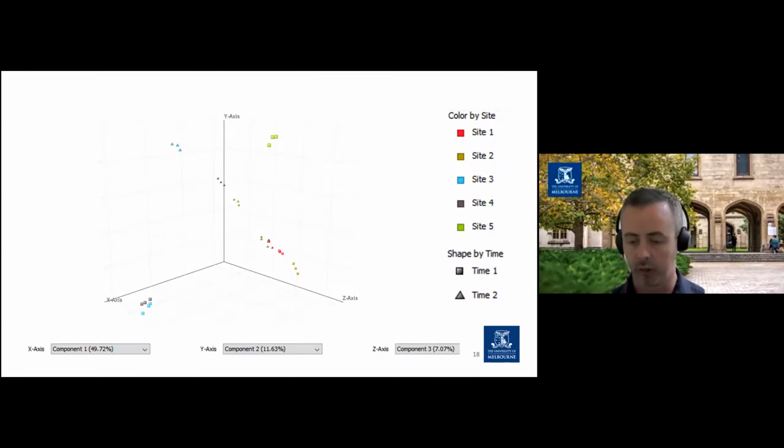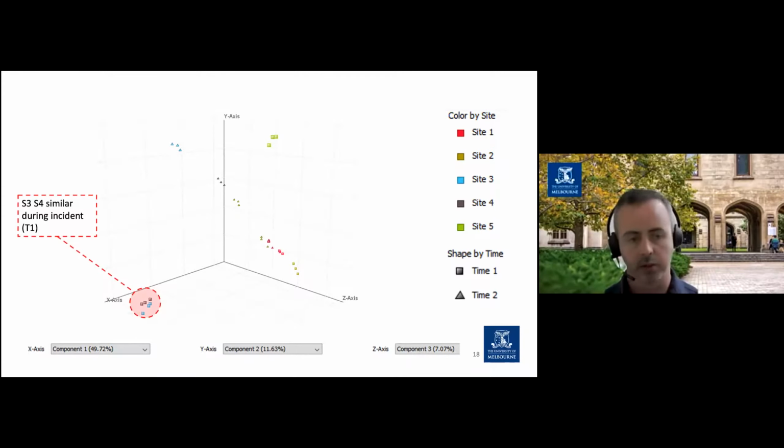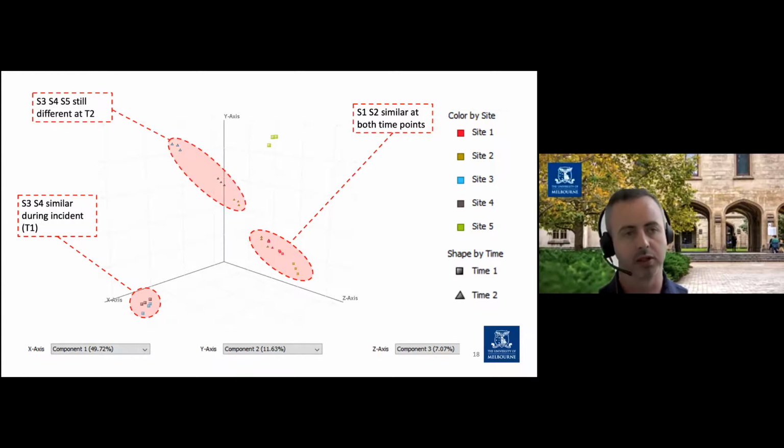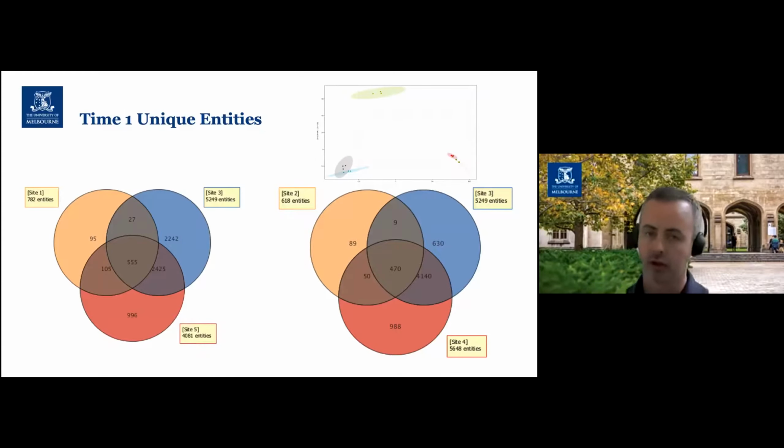For example, you have flowing water, you have a wastewater discharge. You can actually determine through these types of analysis what chemicals have been added to the surface water from that discharge. And factory discharges, trade waste discharges, all of those things, it's possible. And so what you start seeing is these clusterings. Sites 3 and 4 during the incident were very similar. Sites 1 and 2 were very similar at both time points. And then we start seeing more spread, where sites 3, 4, and 5 were still different at time point 2.